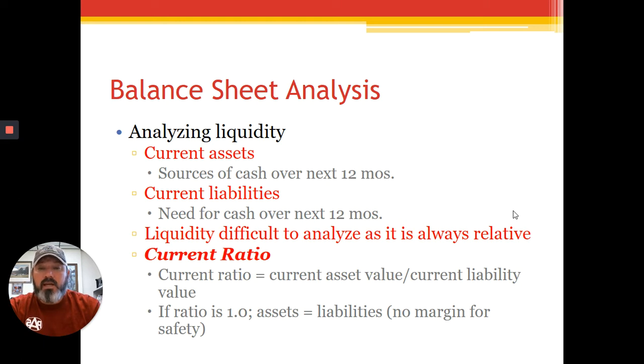And we can calculate a current ratio. All you do, very simple math, is take current asset value and divide it by current liability value. If the ratio is 1.0, that means your assets equal your liabilities. So every dollar that you have in assets, whether it's cash or asset value currently, is already dedicated to paying off a liability somewhere. And so if you had to liquidate everything, you would have zero at the end. Basically no margin for error. So obviously the higher your current ratio is, the better.